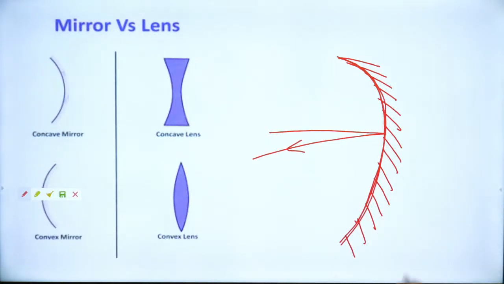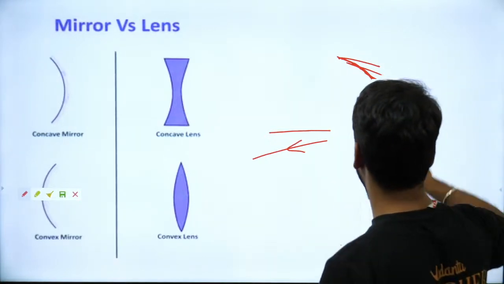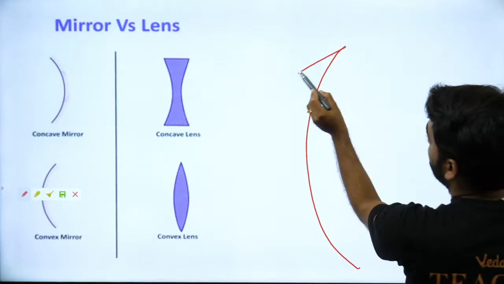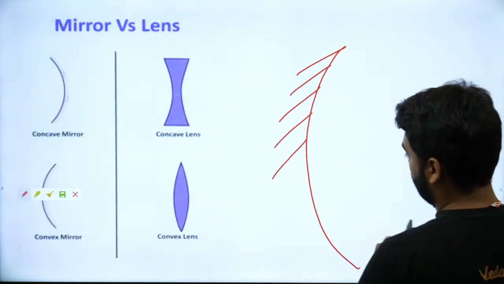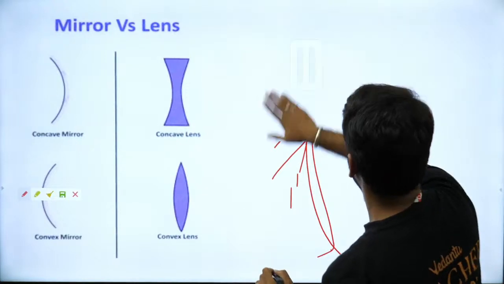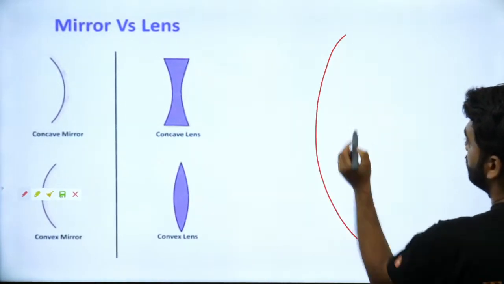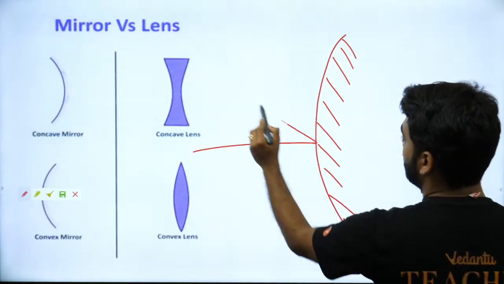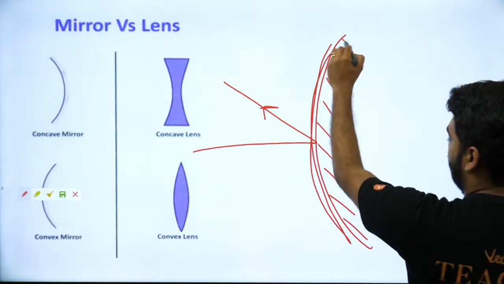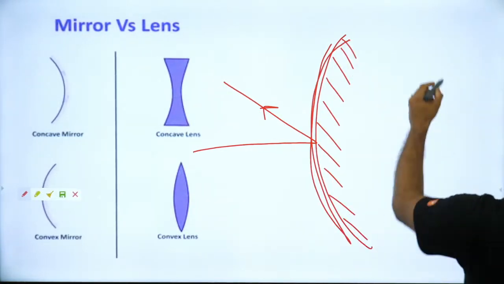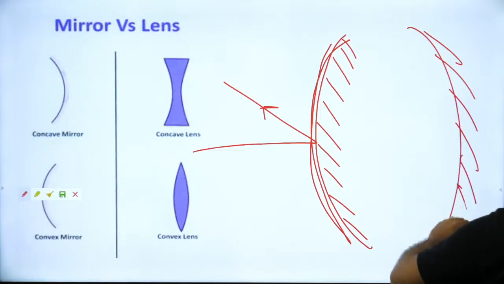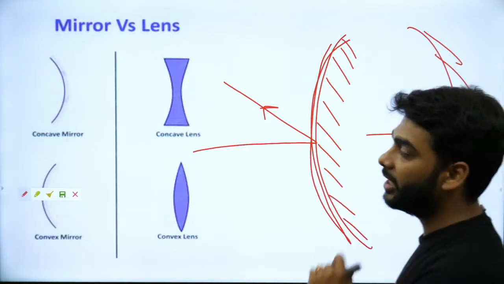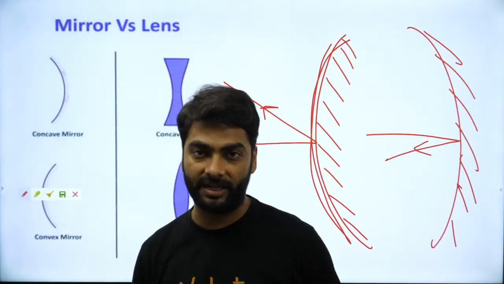If you're drawing the lines outside, right? Similarly, if you draw an opposite curve and you show the lines inside, which means this becomes your reflecting surface. So this becomes convex, whereas this becomes your concave. So mirror is a reflecting surface, lens is a non-reflecting surface.